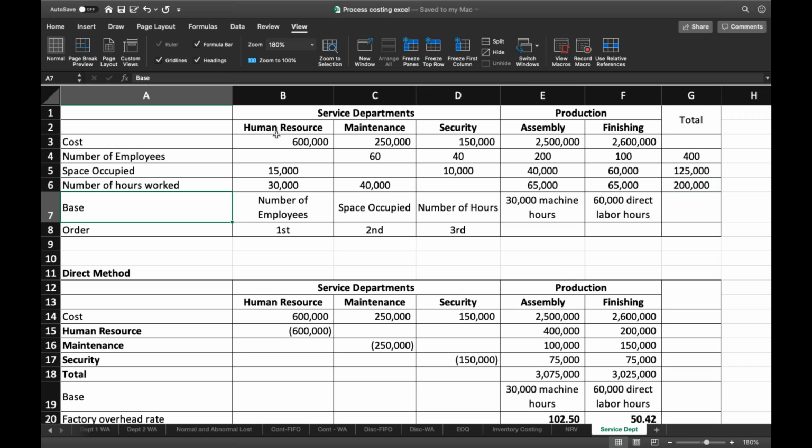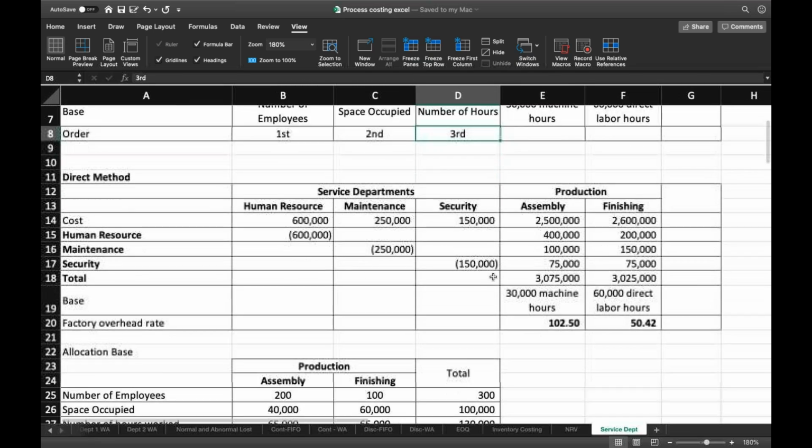So again, this is the base. For human resources, number of employees. For maintenance is space occupied. For security is number of hours worked. For assembly, the base would be 30,000 machine hours, and for finishing, 60,000 direct labor hours. So I also include the order of priority here when we will be using the step method. So we will first allocate the cost of human resource, and then maintenance, and then security. So let's apply first the direct method of allocating service cost.